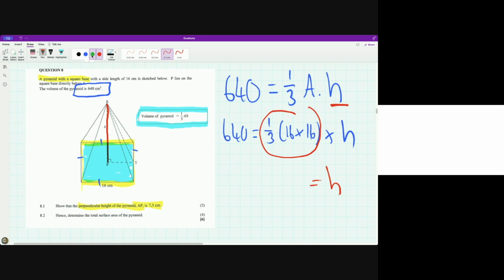So all you really need to do is go 640 divided by 1/3 times 16 squared. What are you getting? Well, Sunday, that makes me very happy, because that is the answer they were asking us to show. So we have now shown that this height over here is in fact 7.5 centimeters.